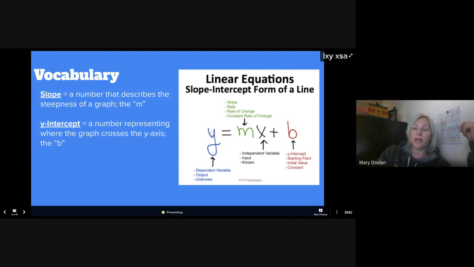X is independent, y is dependent. Remember, your x's are your inputs and your y's are your outputs. You know, if we're talking about function notation, we can replace the y with f of x, and it means the same thing. But this is slope times x. These are being multiplied together because they're touching. It's implied that they're being multiplied, plus this number here, which is the y-intercept. It's a starting point. It's where you begin when you graph. It's the initial value. It's a constant. It's just a number.